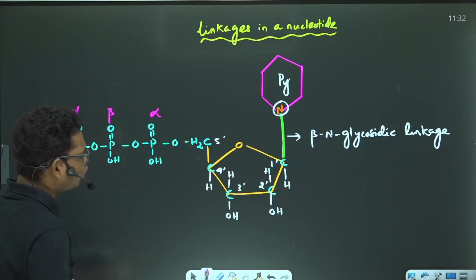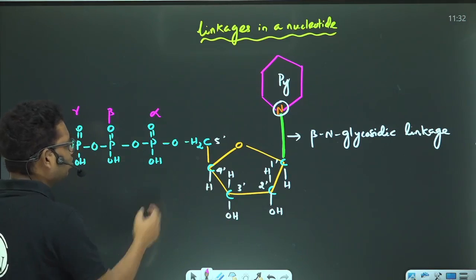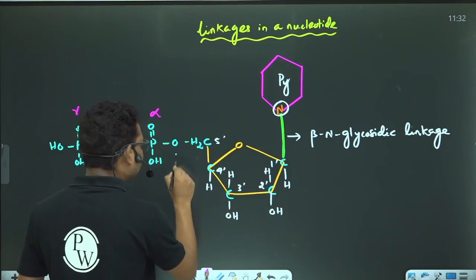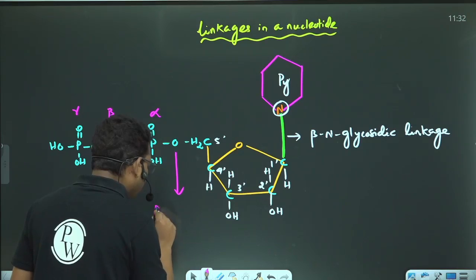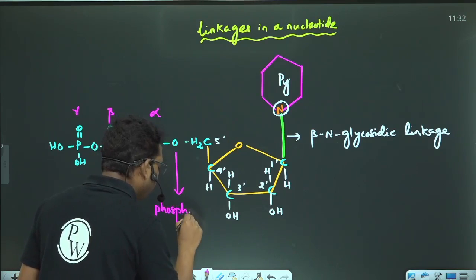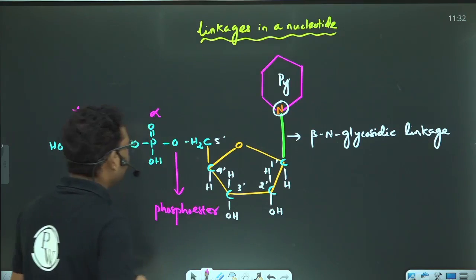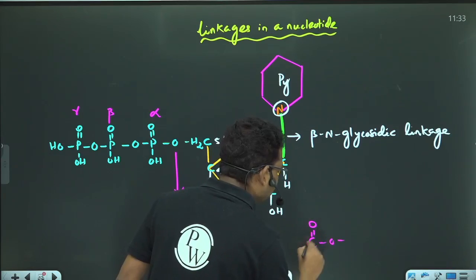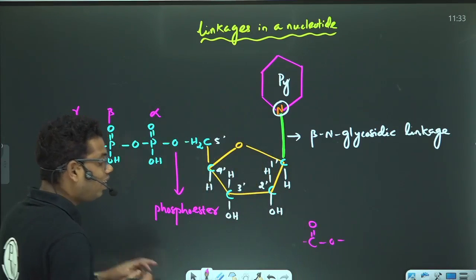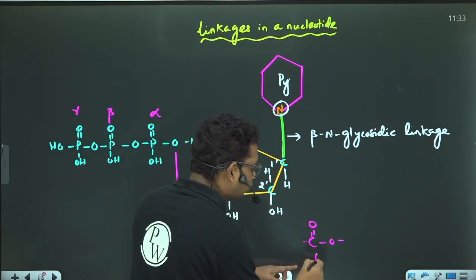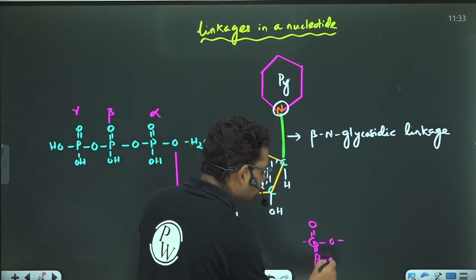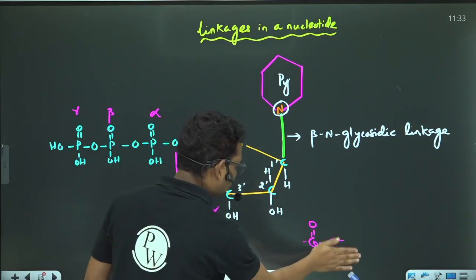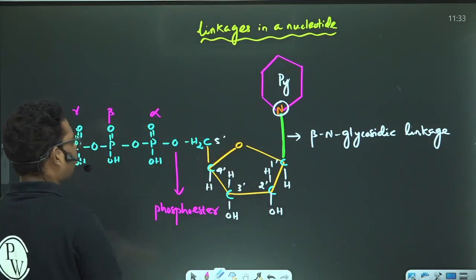So what about the linkages? What about the linkage between the sugar and the first phosphate, that is the alpha phosphate? This linkage is basically a phosphoester linkage. Why? Because we know that the ester linkage consists of C double bond O, oxygen. This is the ester linkage. If instead of carbon I write phosphorus, then the linkage will be a phosphoester linkage. So this is the phosphoester linkage.